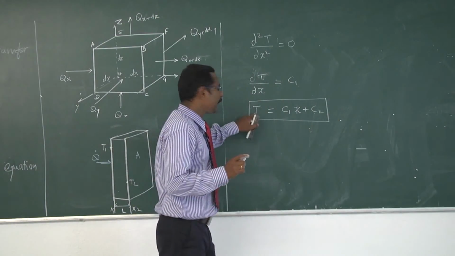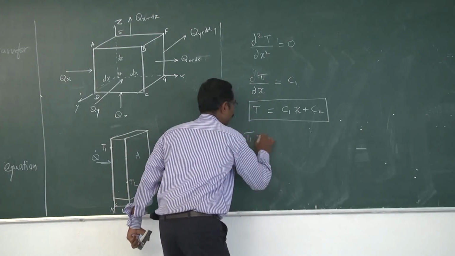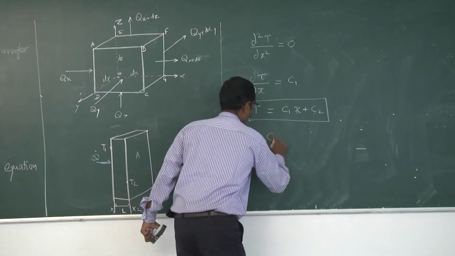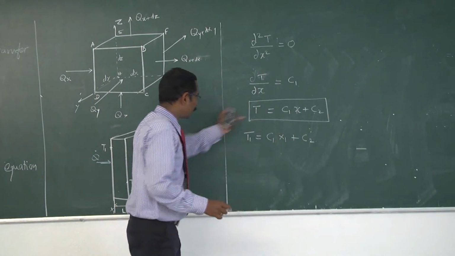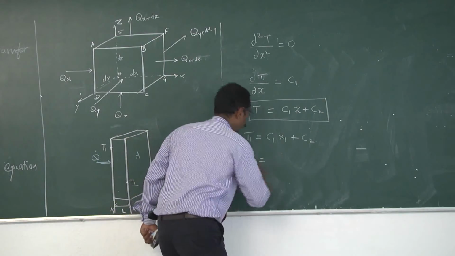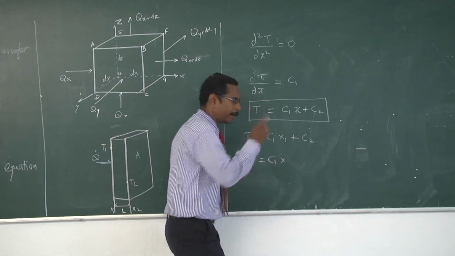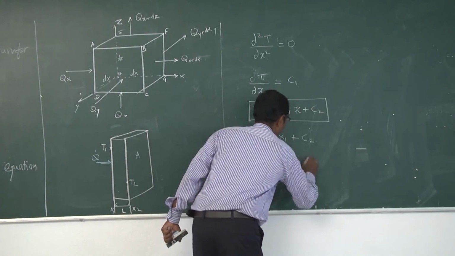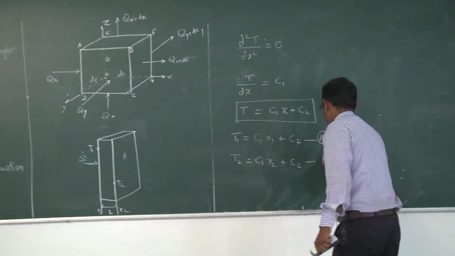If I apply this equation at the left end, I get T1 equal to C1 x1 plus C2. Applying this equation at the right end, the temperature will be T2, equal to C1 into the distance x2 plus C2. Let this equation be called A, and I will call the other equation B.